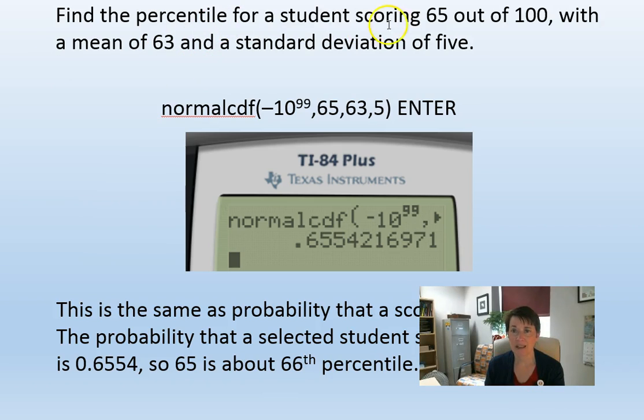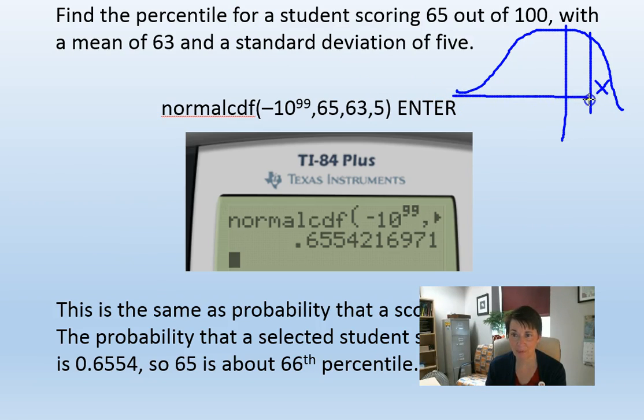If we're going to find the percentile for a student scoring 65 out of 100 with a mean of 63 and a standard deviation of 5, I'm not talking about the last one we had. Okay, I'll draw my little picture. The last one we talked about had the same numbers, right? But when I said 65, I was talking about this area over here. This time, I'm talking about going all the way up to that number.